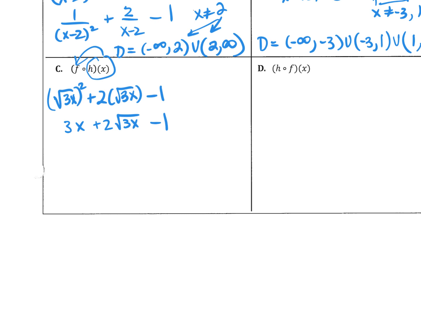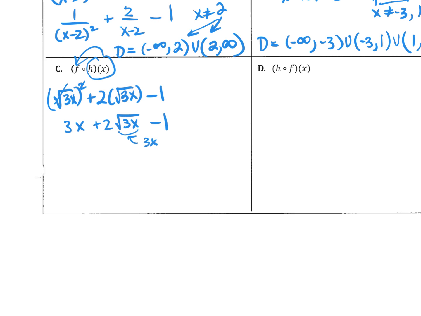What does a square do to a square root? Eliminates it, doesn't it? So that's what happened here. This and this went away. So 3x just came down. All right, so now we have to deal with the domain. The only thing that's going to affect the domain is right here. So if we see a square root, what do we need to do? Take whatever's under the square root and set it what?